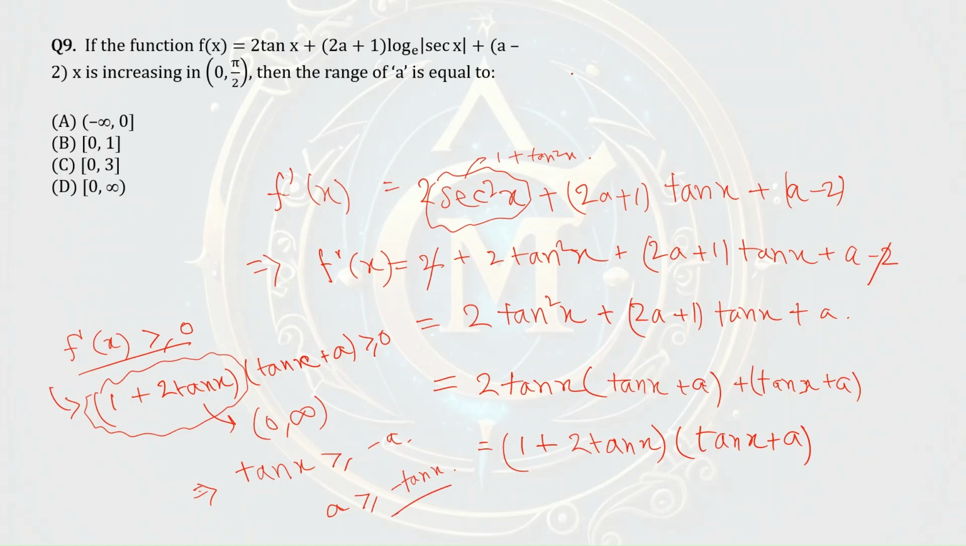So a should be greater than or equal to minus tan x. Now the maximum value of minus tan x will be 0. As tan x belongs to 0 to infinity, minus tan x should belong to minus infinity to 0. That means a should be greater than or equal to the maximum value of minus tan x. So a should be greater than or equal to 0. This is the range of a. That means option D will be the correct option. I hope you all understood this question.